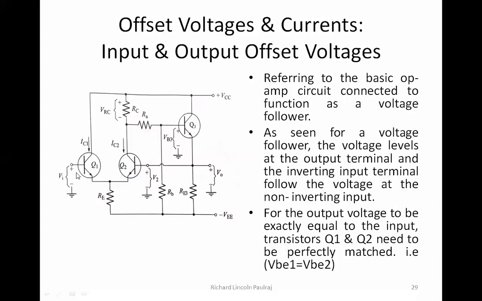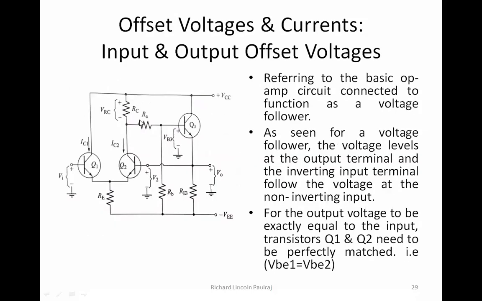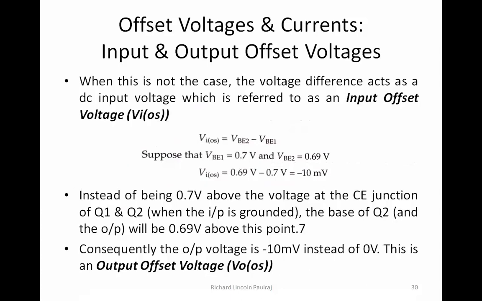But in practicality, we cannot attain such things, and we might sometimes force the input voltages to be different. That's when these concepts of power supply rejection ratio, CMRR, all this comes into picture because of the non-ideal properties of an op-amp, right? So I think we will stop here.